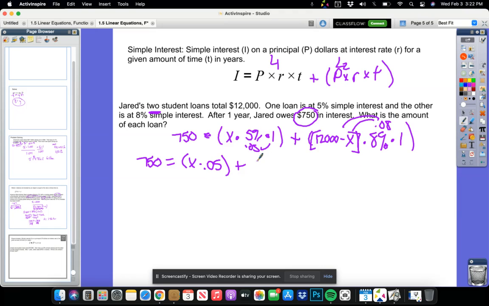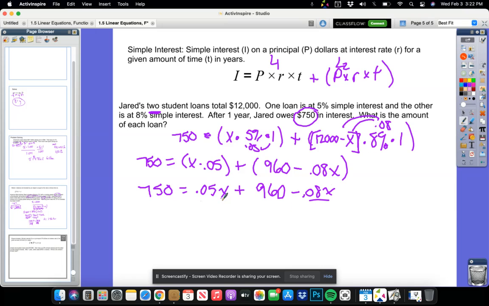So when we do that, let me take my calculator. 12,000 times 0.08 gives $960. So when we distribute that, we end up getting $960 minus 0.08x. So we have 750 equals 0.05x, the first one, plus 960 minus 0.08x. Now we combine like terms, so we get 750 equals 960 minus 0.03x.